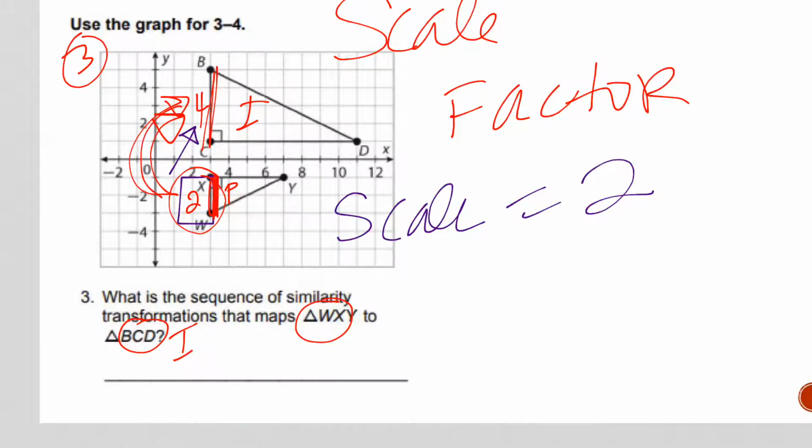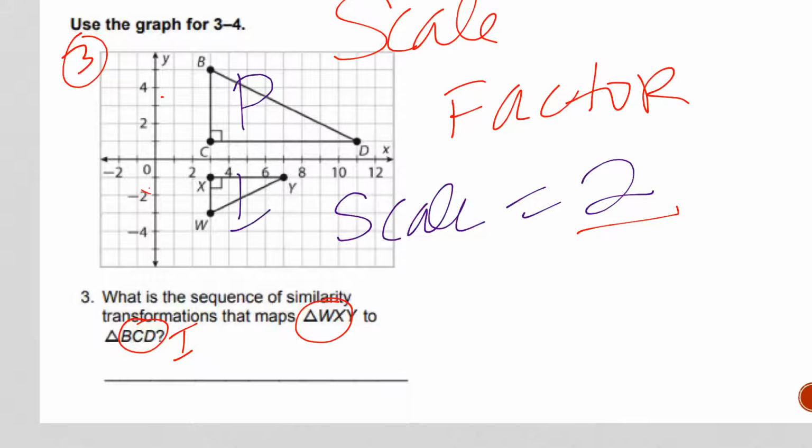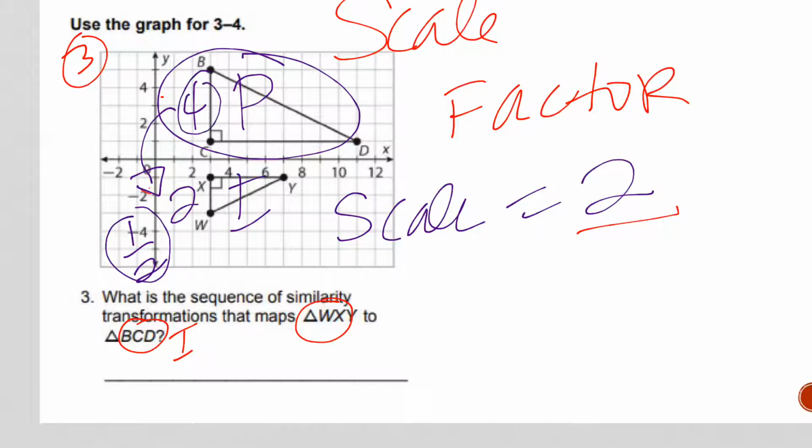If they enlarge it, you're multiplying by a whole number. But if your scale factor ends up being a fraction, that means that your pre-image was bigger than your image. So if this is 4 and this is 2, and they told me that this is my pre-image and I'm getting to my image, then my scale factor would actually be a half, because from 4 to 2, they divided by 2. So just be careful.